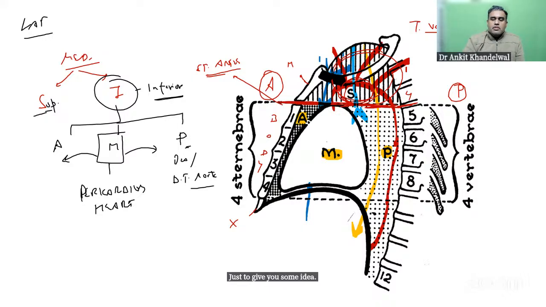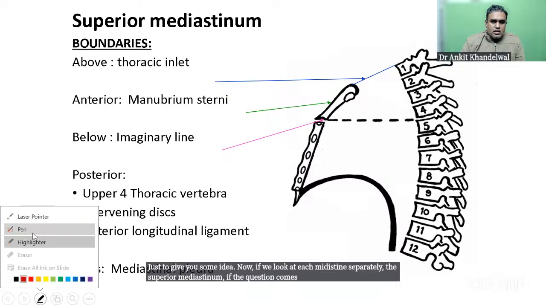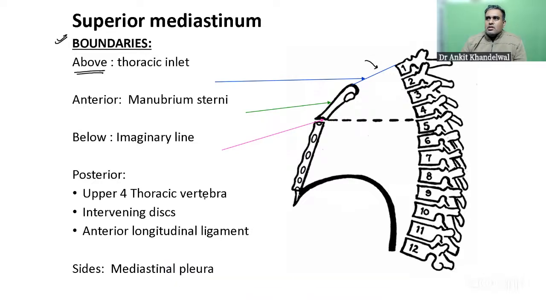Now, if you look at each mediastinum separately, the superior mediastinum, if the question comes regarding the superior mediastinum, first of all, start with the boundaries. So what lies above is the thoracic inlet over here. Just see, you don't have to cram everything. Try to make a diagram, things will be clear. This is the superior boundary of the superior mediastinum.